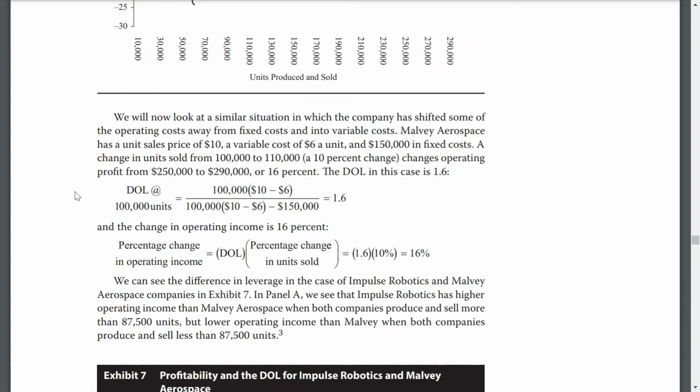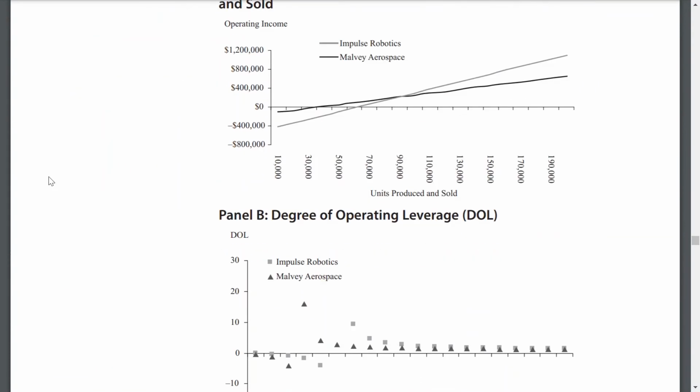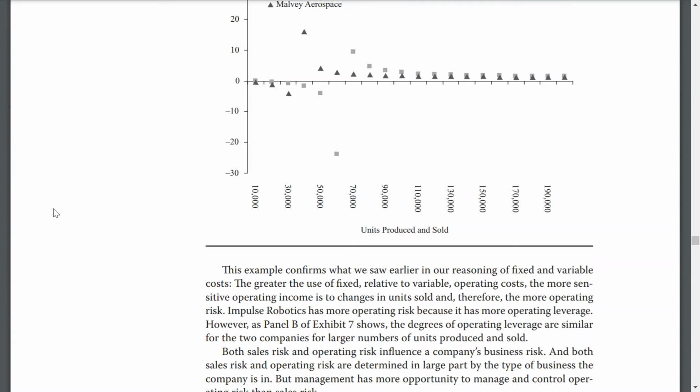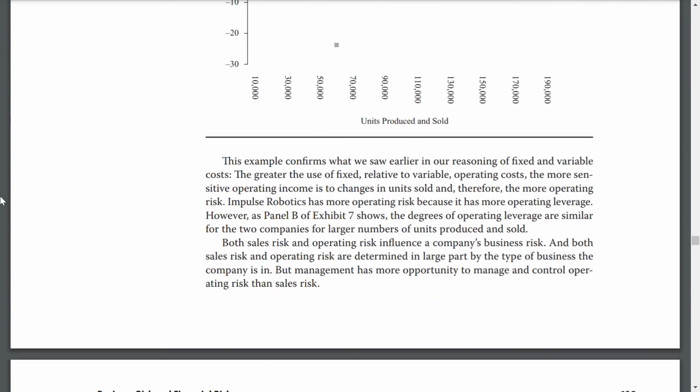And in Panel A, we see that Impulse Robotics has a higher operating income than Marvel Aerospace when both companies produce and sell more than 87,500 units, but lower operating income than Marvel when both companies produce and sell less than such a unit. Okay, so here's the graph illustration. The example confirms what we saw earlier in our reasoning of fixed and variable costs.